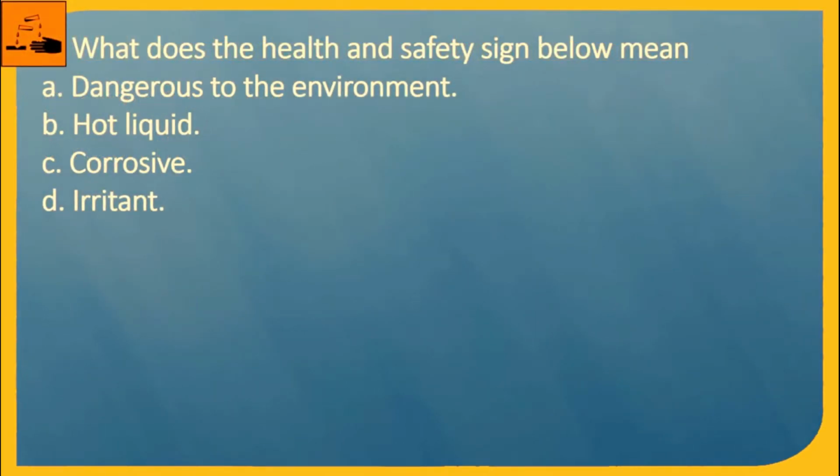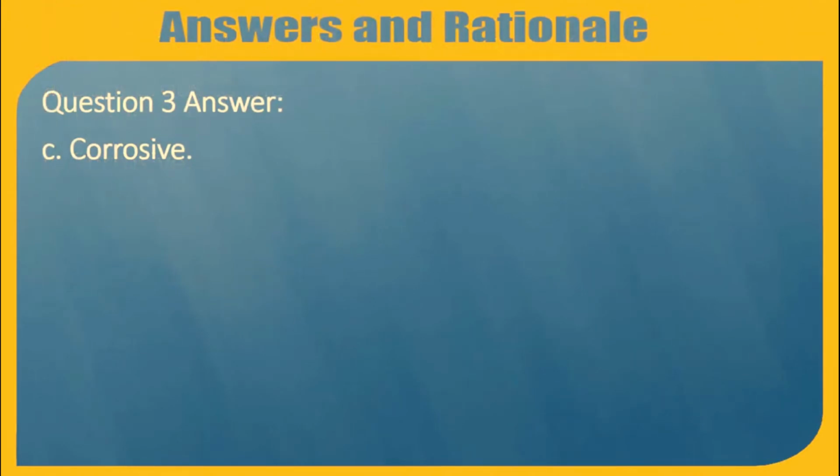Question 3. What does the health and safety sign below mean? A. Dangerous to the environment. B. Hot liquid. C. Corrosive. D. Irritant. Question 3 Answer, C. Corrosive.